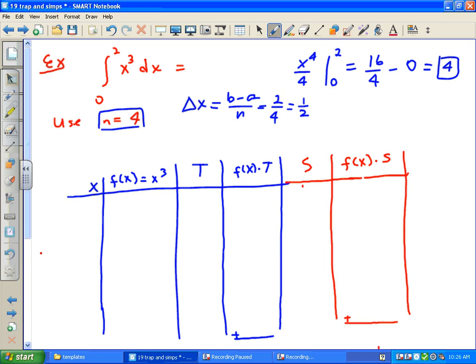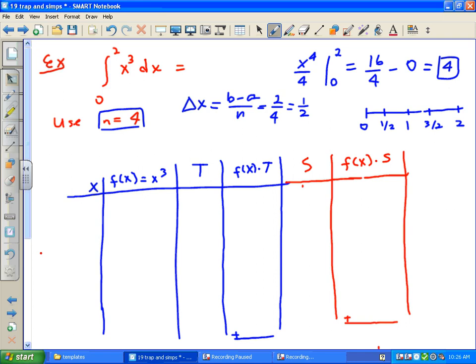So basically, if the interval is from 0 to 2, we're going to start at 0, then keep adding 1/2. The next point is going to be 1/2. Add 1/2 again, you get 1. Add 1/2 again, you get 3/2. Add 1/2 again, you get 2. Do I stop? Where will I stop? You stop when you have reached the upper limit of integration, right? The upper limit of integration was 2, and we stop there.